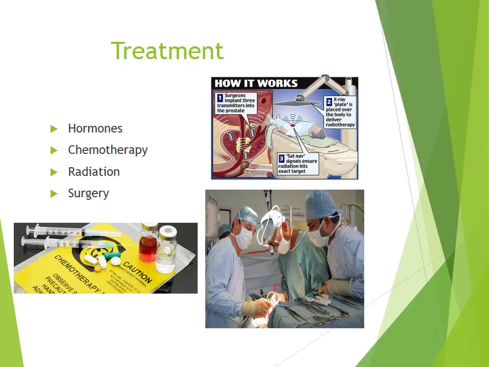Treatment: prostate cancer can be treated with hormones, chemotherapy, radiation, and surgery depending on the stage of the cancer. In chemotherapy, medicine can be given orally or by injection. And in radiation, the surgeons implant transmitters into the prostate, and an X-ray plate is placed over the body to deliver radiotherapy, and signals ensure radiation hits the target that will help to kill the malignant cells. And in surgery, the doctors may cut away the malignant part.